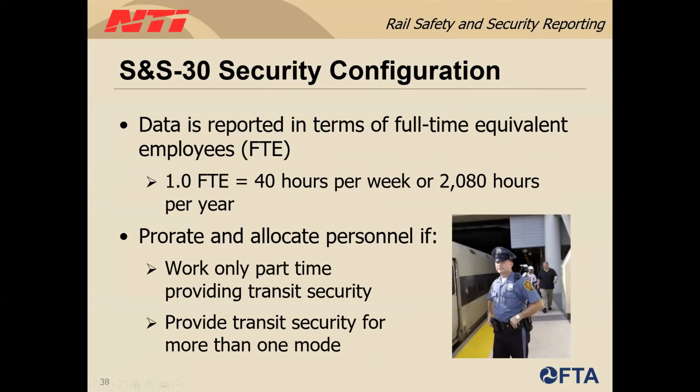The number of personnel is reported in full-time equivalent hours. So 1 FTE equals 1 person working a 40-hour week or 2,080 hours per year. You may prorate the number of personnel if the person works only part-time providing transit security, or they provide security for more than one mode.